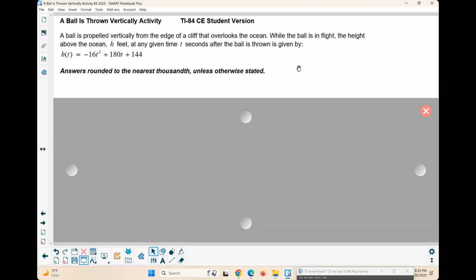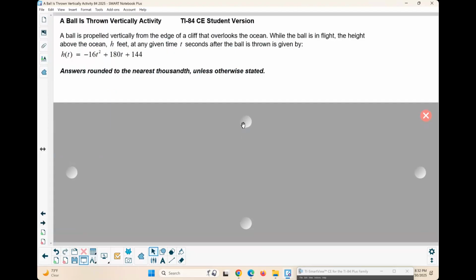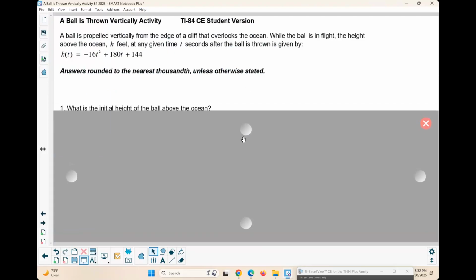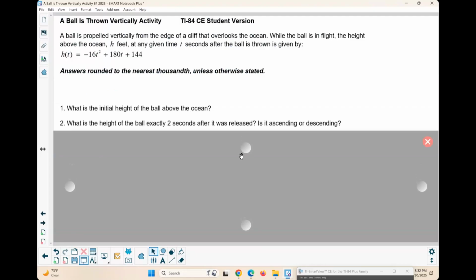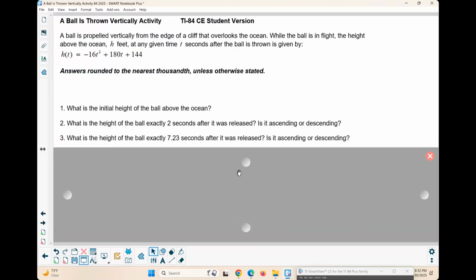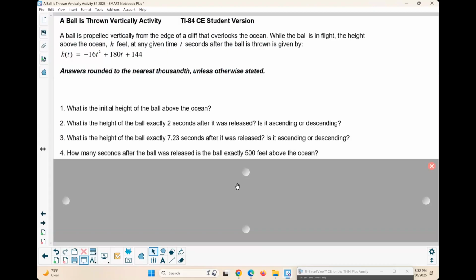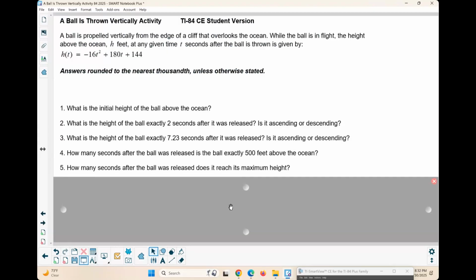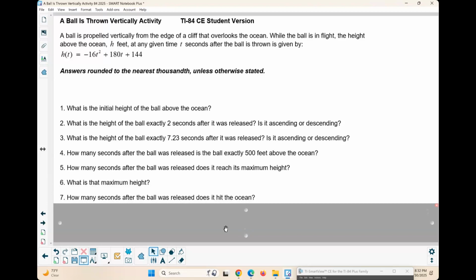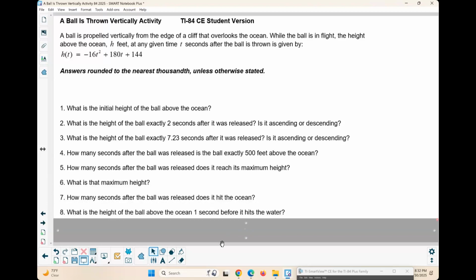A ball is thrown vertically from the edge of a cliff that overlooks the ocean. While the ball is in flight, the height of the ball above the ocean is given by this formula. These are the questions that could be asked. What's the initial height of the ball? What's the height of the ball exactly 2 seconds after it was released? Is it ascending or descending? What about at 7.23 seconds? When is it 500 feet above the ocean? When does it reach its maximum height? What is its maximum height? When does it hit the ocean? What is the height of the ball 1 second before it hits the ocean? These are all questions individually that could be on an ACT.